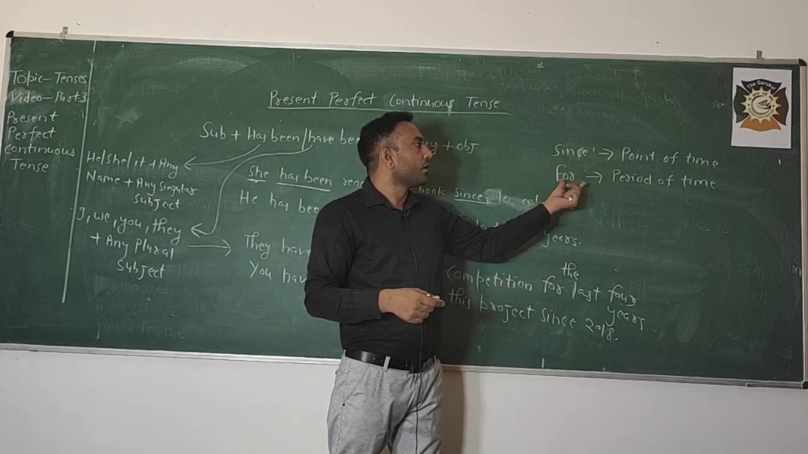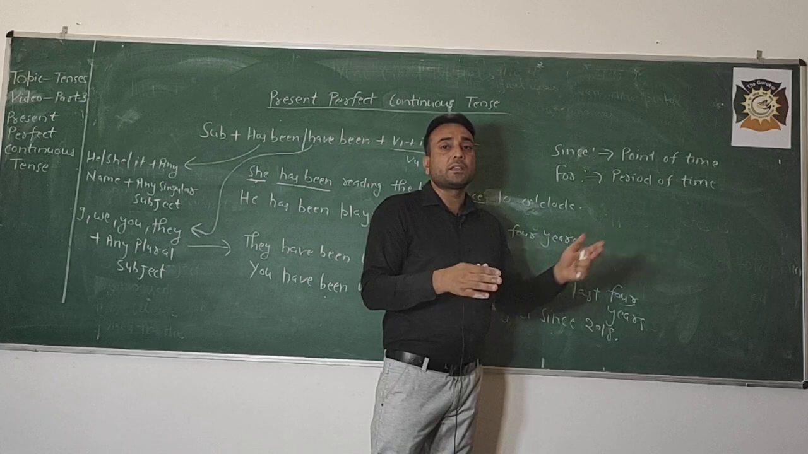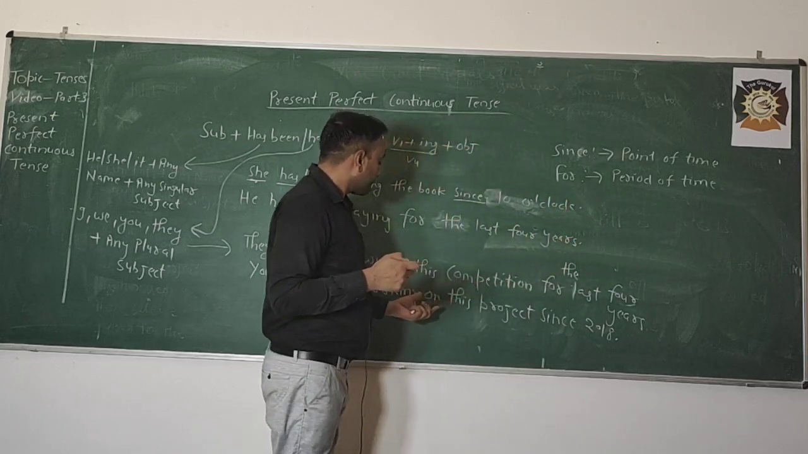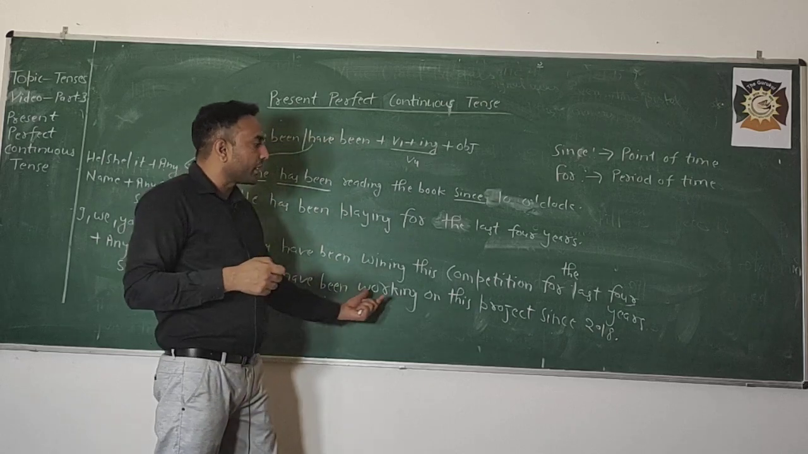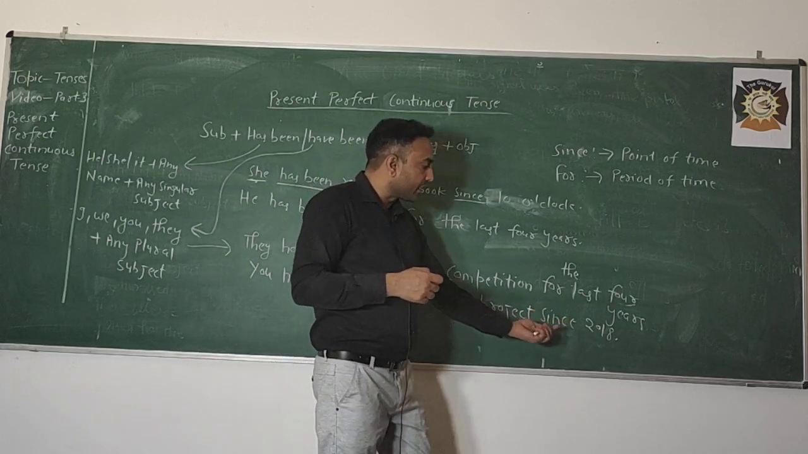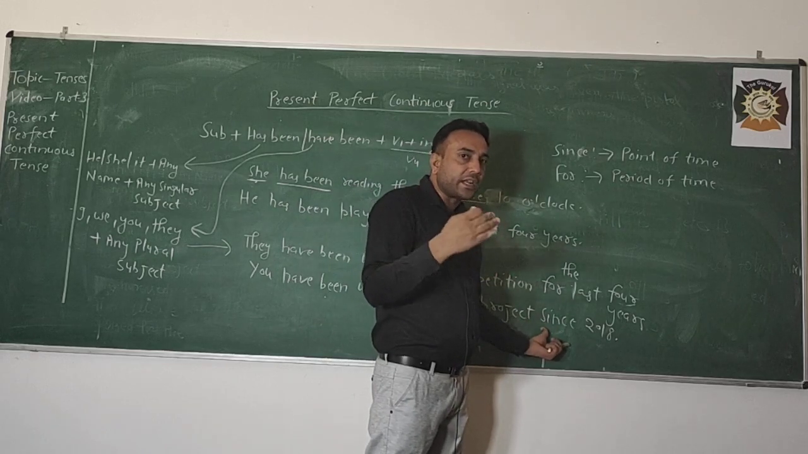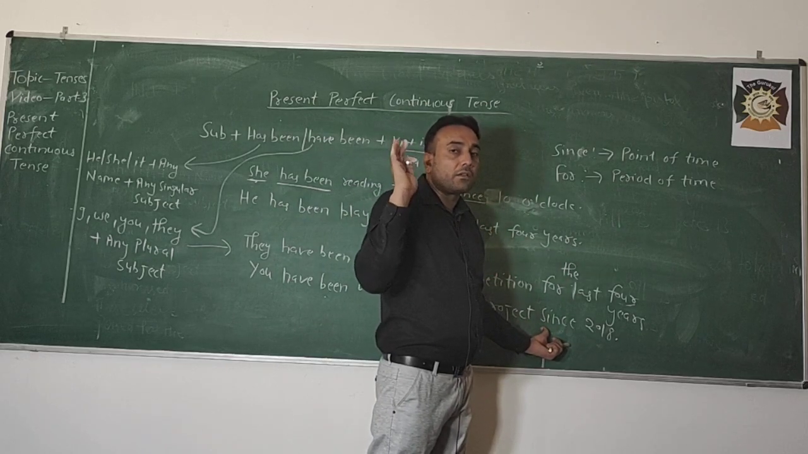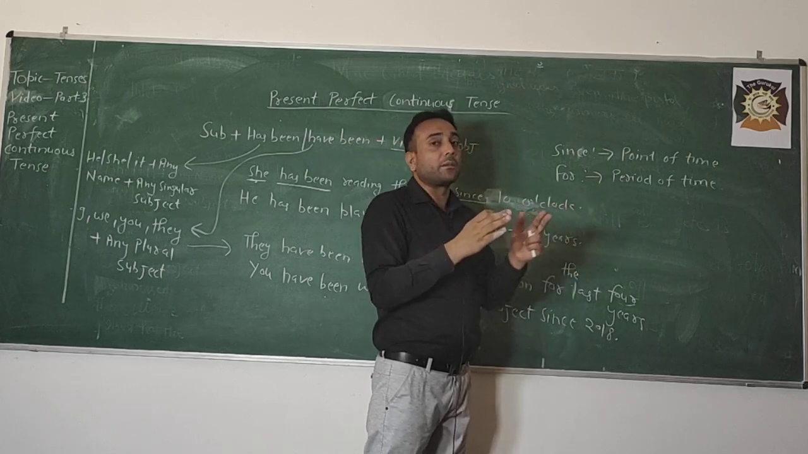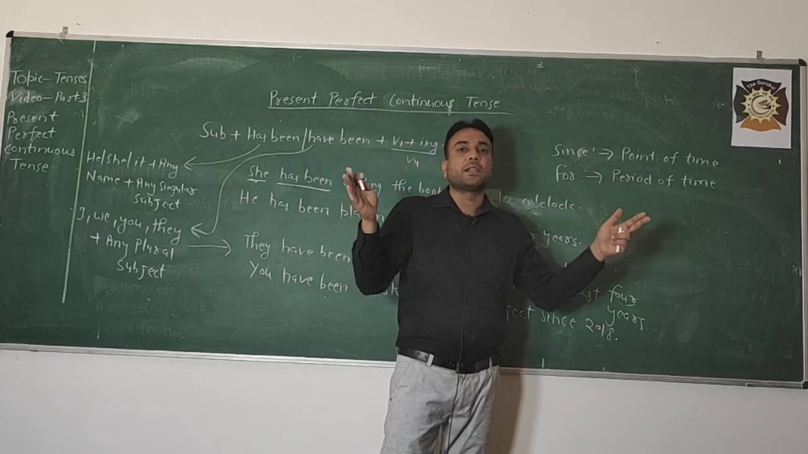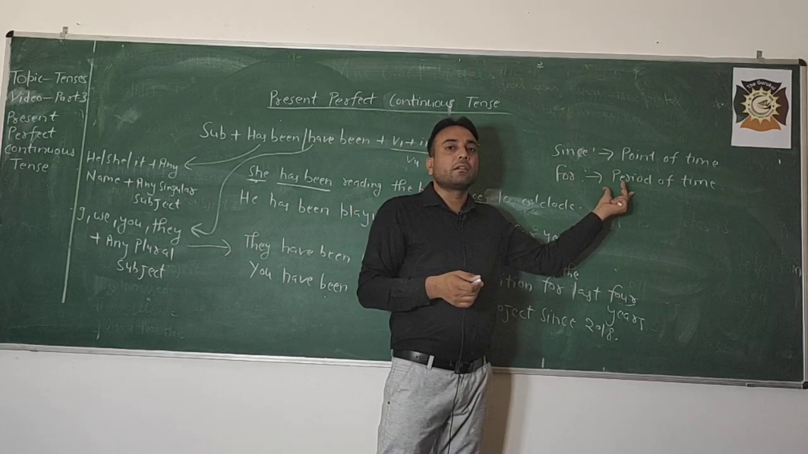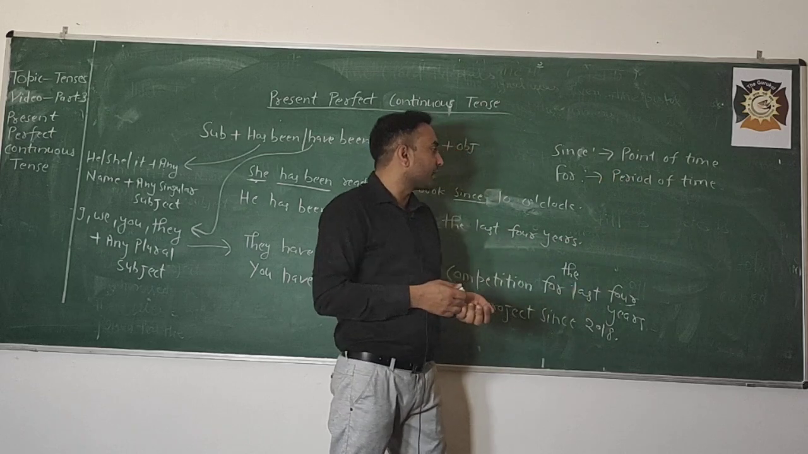Now come to for, period of time. Period of time is 4 years, 3 years, 1 month. Like, you have been working on this project since 2018. Instead of writing since 2018, if I write for the last 5 years, that is a period of time. When a very long time period is given, then we will use for. Get it or not? So this is the concept of since and for.